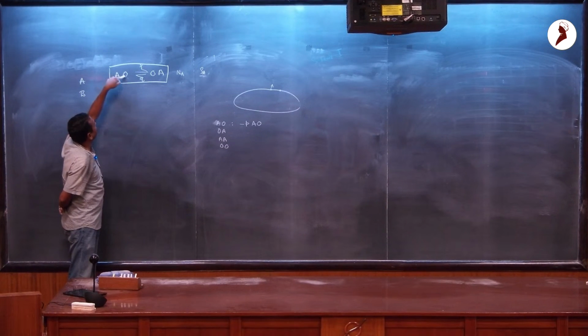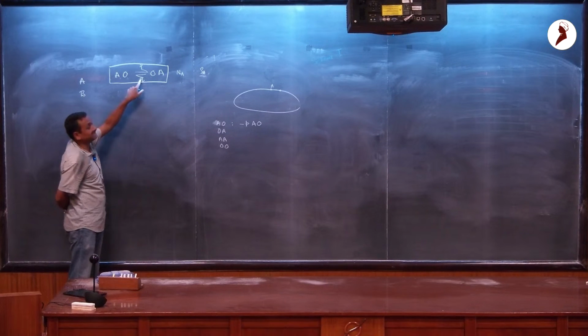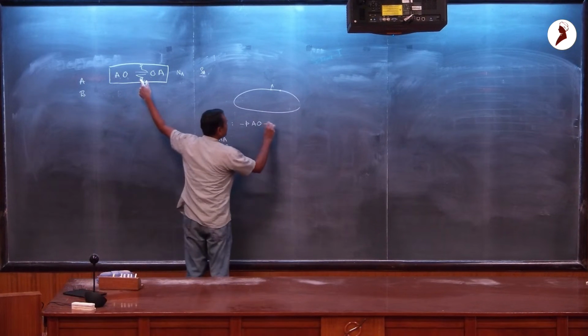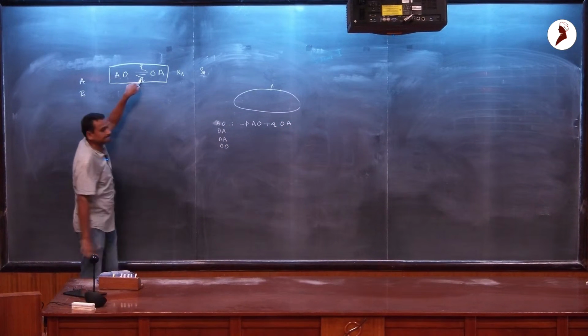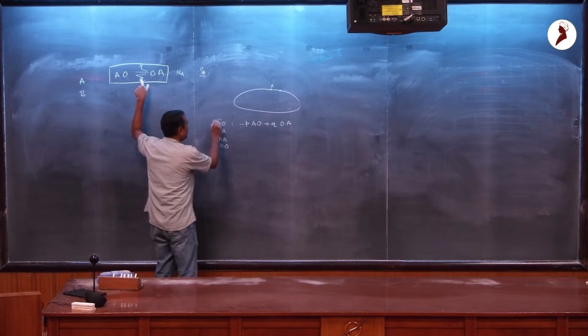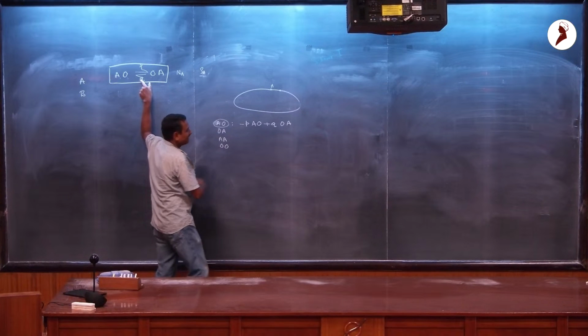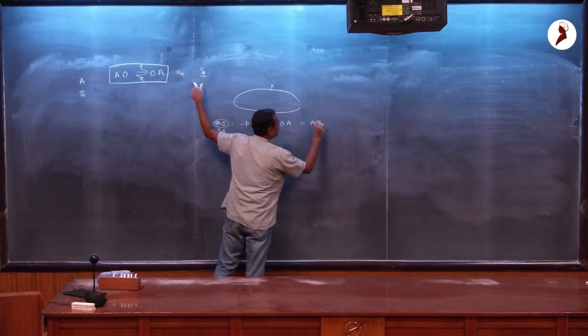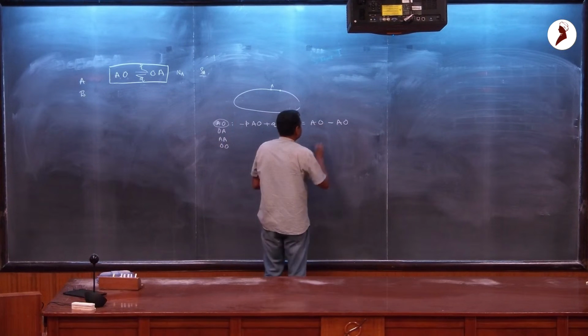How is A0 gained? From 0A with rate Q. So plus Q, 0A. What should you write in the right-hand side? Whatever you are writing, this one, A0. So you write A0 minus A0 and you properly put tildes.